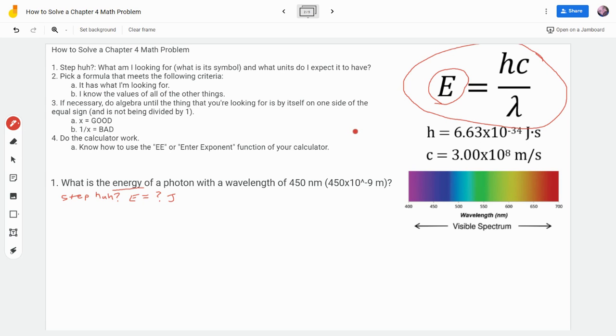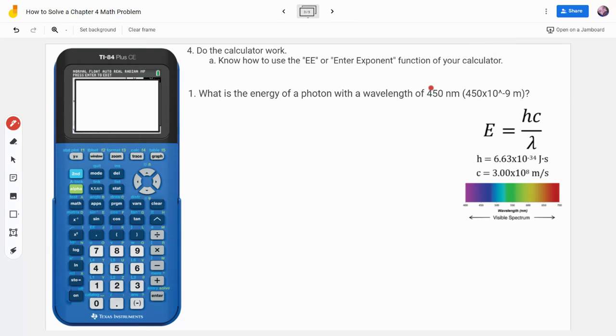Now, step four, do the calculator work. This might be a little bit tricky. So if we look at this slide, what we want is to figure out E. So I'll write it in blue. The formula we have is E is equal to HC over lambda. Okay, and again, that funny symbol looks like an upside down Y. That's the Greek letter lambda, and that's our symbol for wavelength. So E equals HC over lambda.